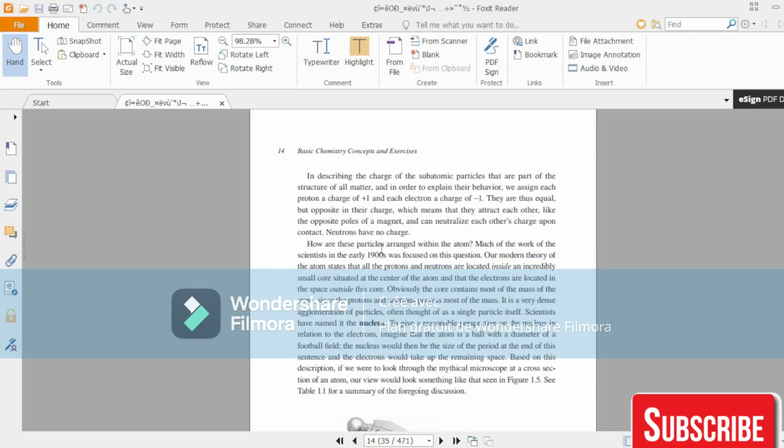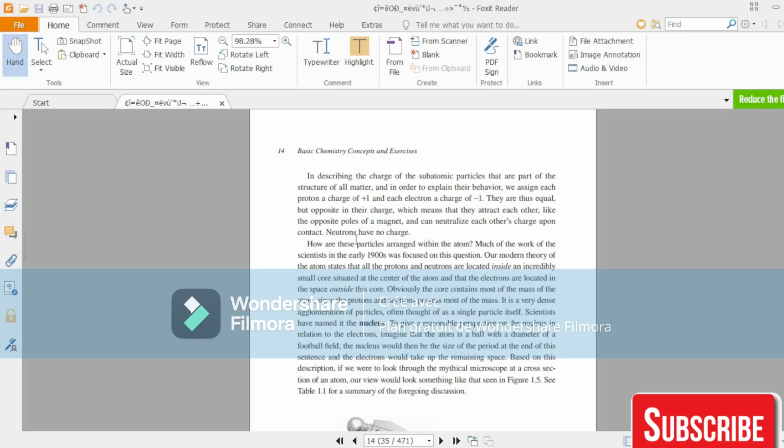In describing the charge of the subatomic particles that are part of the structure of all matter, and in order to explain their behavior, we assign each proton a charge of +1 and each electron a charge of -1. They are thus equal but opposite in their charge, which means that they attract each other like the opposite poles of a magnet and can neutralize each other's charge.